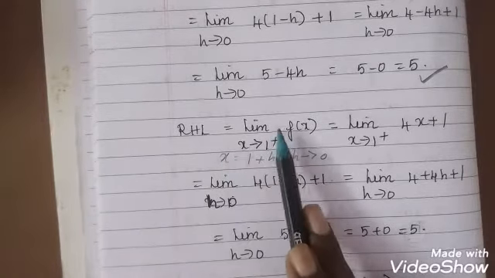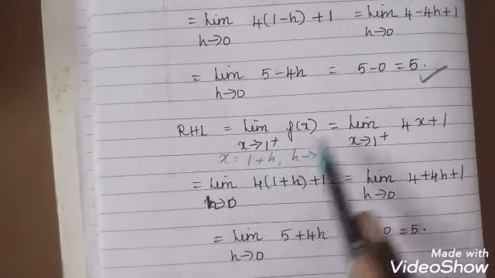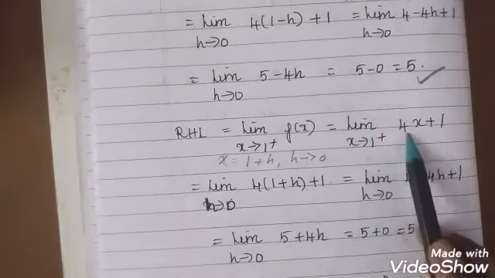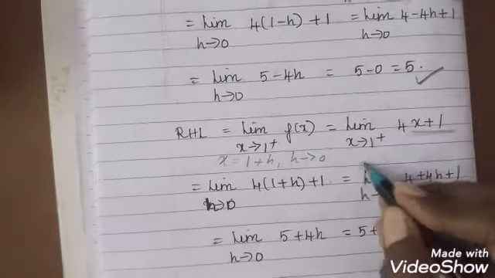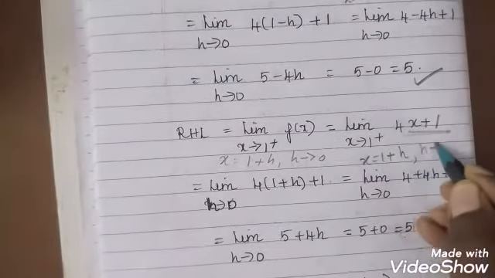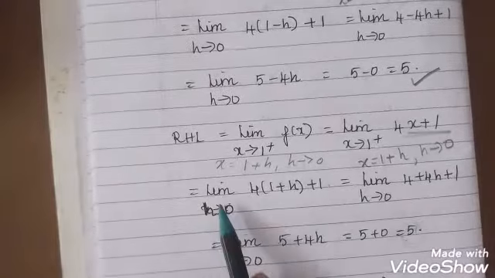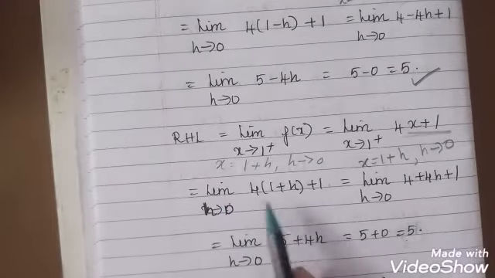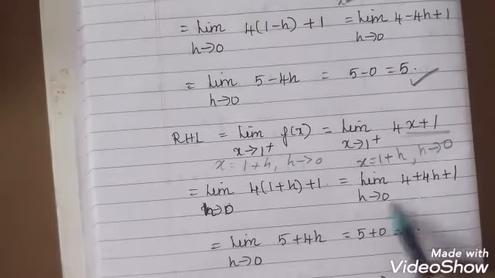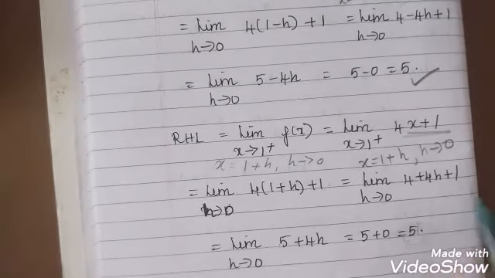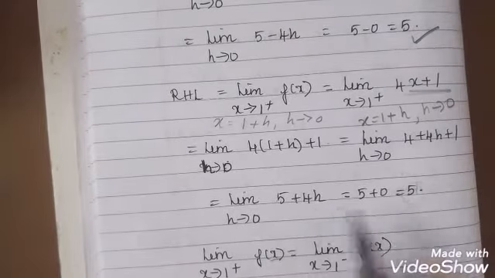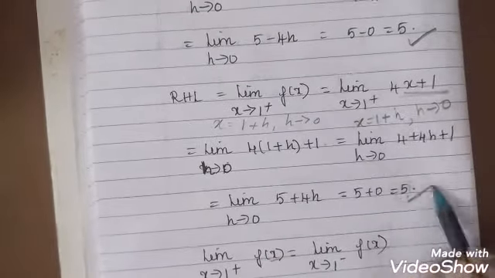Now your right hand limit. What's a right hand limit here? Limit of x tending to 1 plus f of x is equal to limit of x tending to 1 plus 4x plus 1 you will get. So what will happen here? Your x will be replaced by 1 plus h as h tends to 0. So you will have it as limit of h tending to 0, 4 into (1 plus h) plus 1, which is equal to limit of h tending to 0, 4 plus 4h plus 1. So what will you get here? Limit of h tending to 0, 5 plus 4h, 5 plus 0 is equal to 5.